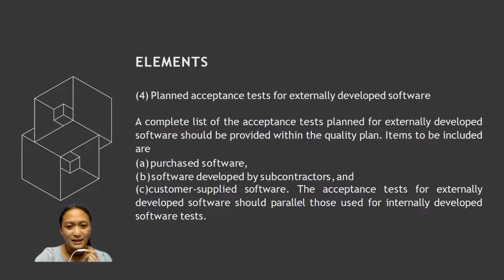Next is the planned acceptance tests for externally developed software. A complete list of acceptance tests planned for externally developed software should be provided within the quality plan. Items to be included are the purchased software, the software developed by subcontractors, and the customer-supplied software. The acceptance tests for externally developed software should parallel those used for internally developed software tests.